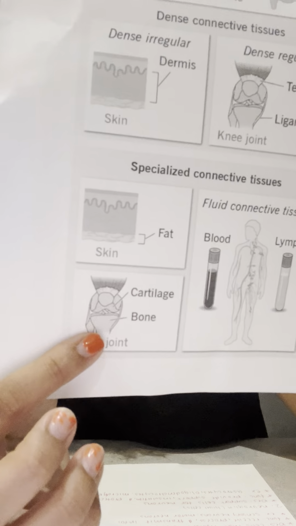Next I have cartilage. It's a firm, flexible tissue. It supports and cushions joints. Examples: ears, nose, joints. Then next is bone. Description: hard, rigid tissue. Supports the body, protects organs, and provides a framework for muscles. So here I can see the knee joint and cartilage and bone.